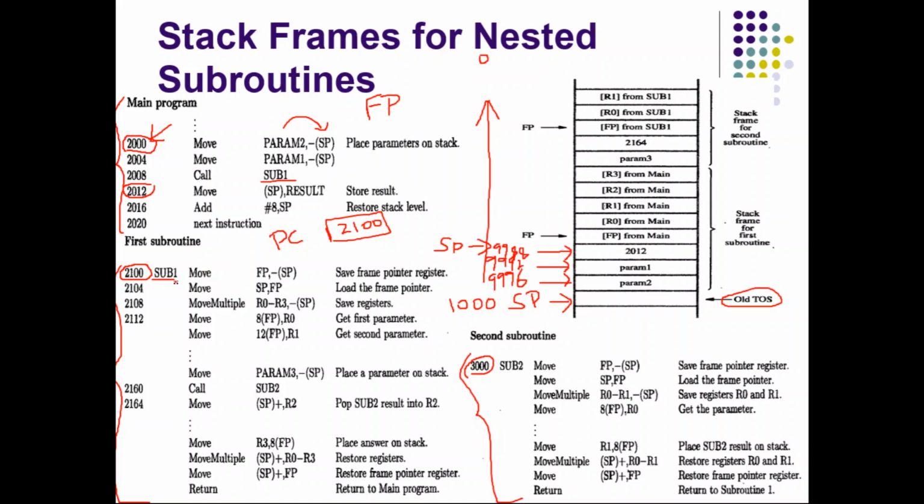Now subroutine 1 wants to use the frame pointer. That doesn't mean subroutine 1 can directly use it, because there is only one frame pointer. The main program may already be using that frame pointer, so it cannot directly use it. Before using, the old frame pointer value should be stored in the stack, because later the main program may want that frame pointer. So first we push the frame pointer value to the stack before using it.